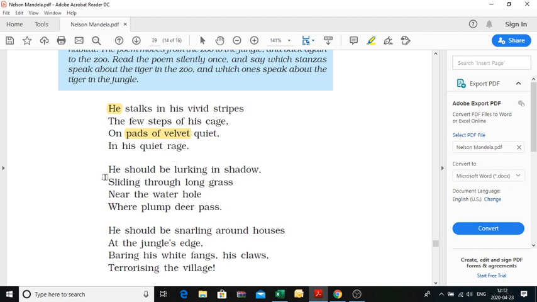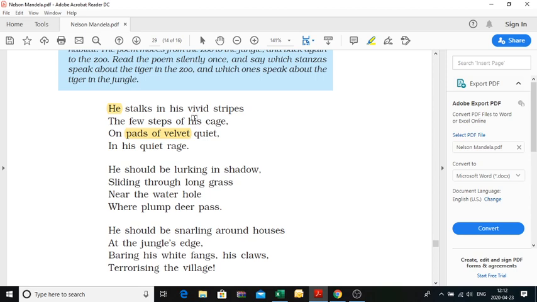Right? So I hope you understood the setting and the technical things we find here in the poem. Let's check out the first stanza.